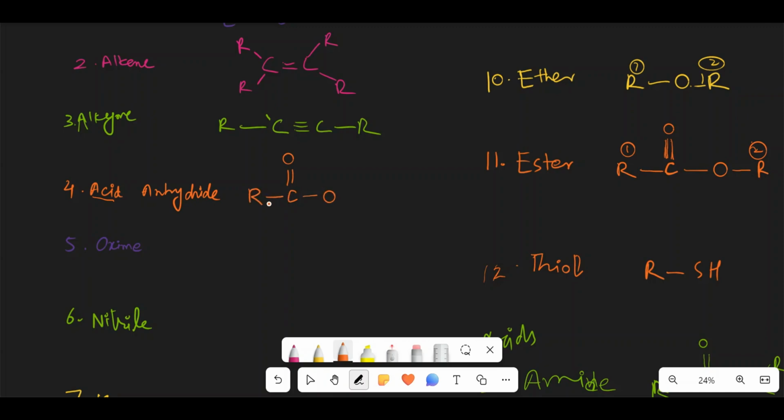This seems like an acidic group. And on the other side there is one carbon atom attached with an oxygen atom double bonded and an R group. So it seems like two acidic groups are attached with each other. That makes acid anhydride. This one without hydrogen makes an acid, and this one without hydrogen makes an acid.